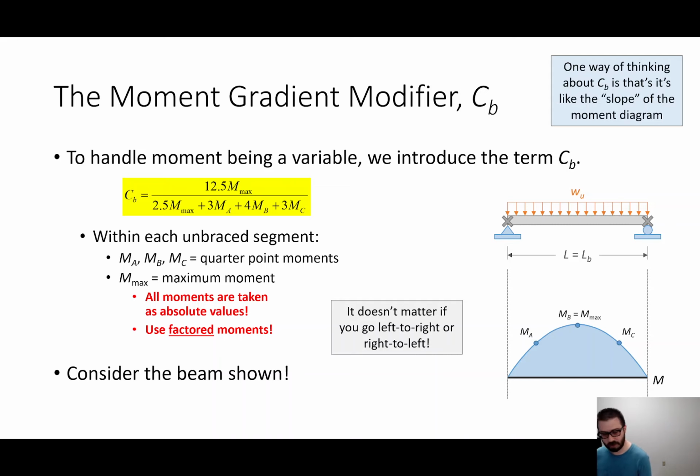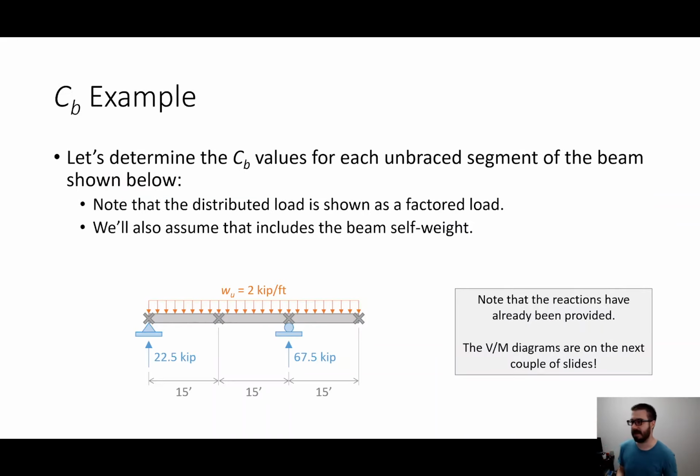Okay. So to explain C_b, I want to give you an example, and that's what I want to focus on for the rest of the lecture. I have an overhanging beam with some distributed load on it, and I've already given you the reactions, and I want to determine C_b values for each of these segments. Each of these segments is going to have a C_b, so there's going to be 3 C_b values at the end of this problem.